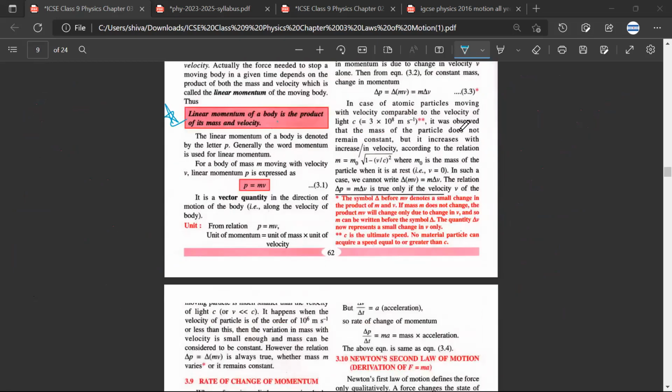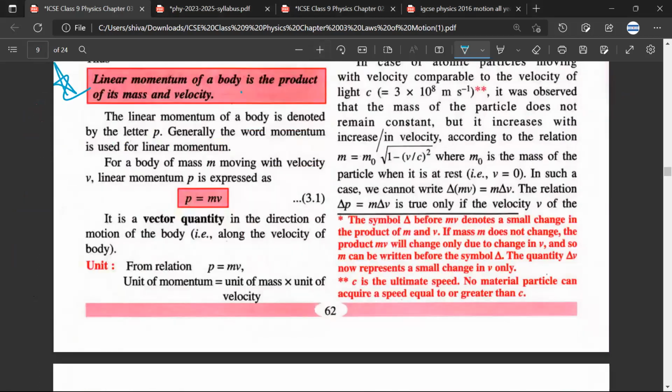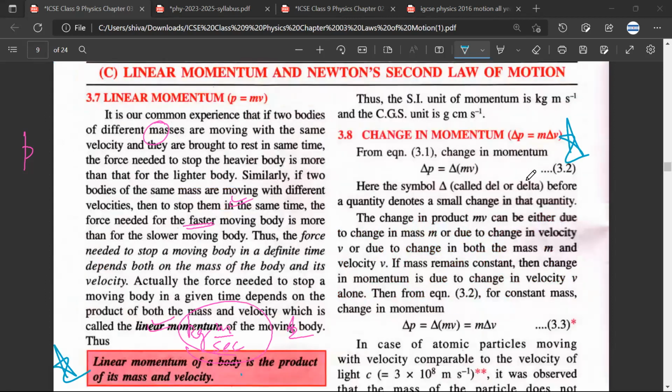Now let us see the definition of momentum. The linear momentum of a body is the product of the mass and velocity. Momentum is signified by small p, and it is a vector quantity. Its formula is mass into velocity. Any doubt till here? So mass is in kg and velocity is in meter per second, so the unit of momentum would be kg meter per second. Any doubt till here?